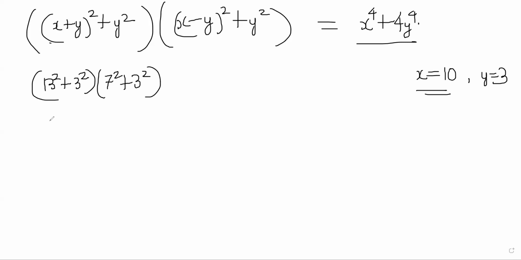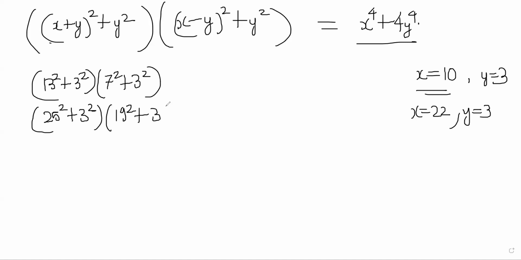For the second term, when x is 22, and y is 3. We get basically 22 plus 3. So 25 square plus 3 square and 22 minus 3. So 19 square plus 3 square, right? And similarly, we get 34. X is 34. So it becomes 37 square plus 3 square and 31 square plus 3 square.